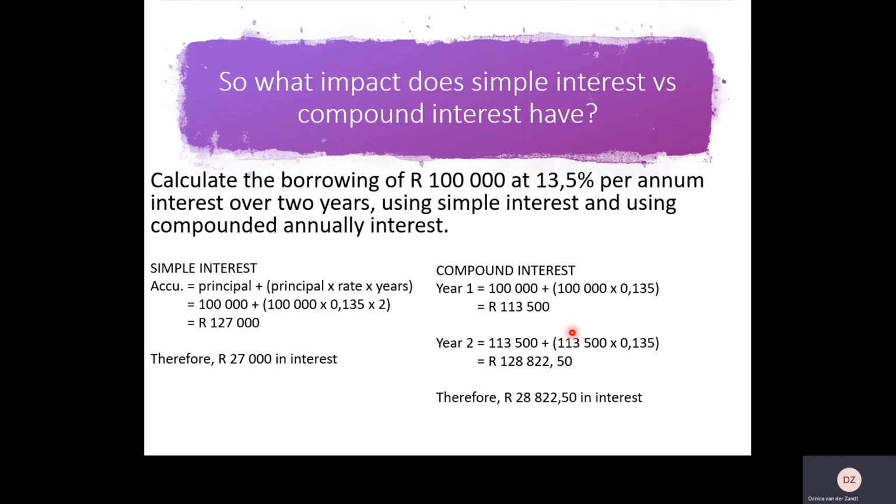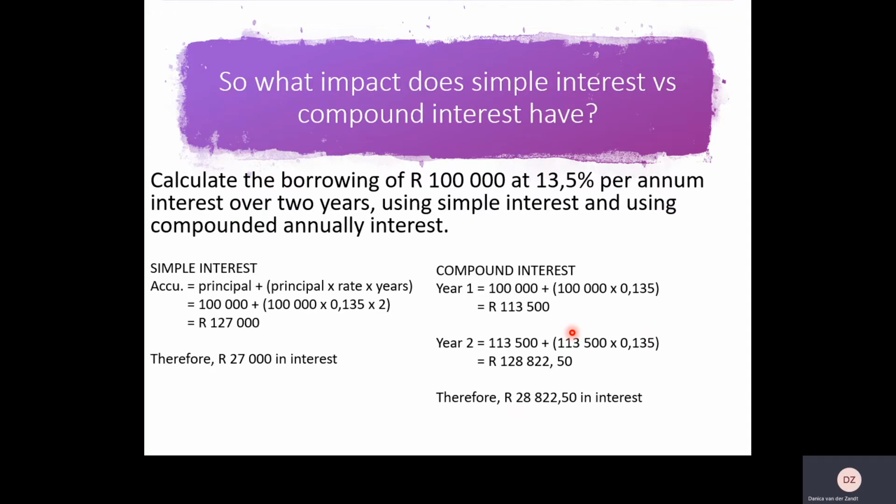Okay? Can you see that no matter which interest rate you take, my total after the first year is the same? Okay? My total after the first year is exactly the same as compound interest, 113,500. But the fact that this principal did not change in year 2 is what leads to the 127,000 in simple interest. But the fact that it does change in year 2 in compound is what leads to the additional interest.